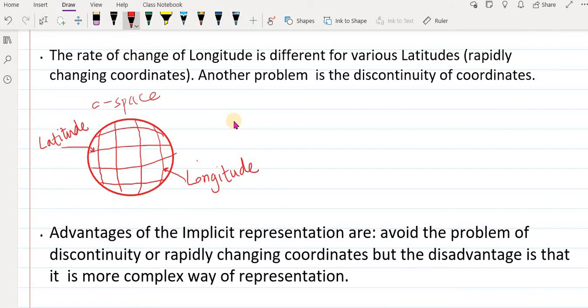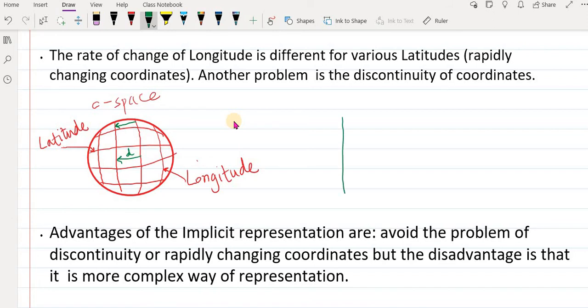Now the problem here is that, as you see, if we move from the region of the equator, let's say this is the Earth and the center line is the equator, and we move away from the equator toward the North Pole, then the rate of change of these lines is different, and the coordinates change rapidly. Here near the equator, the coordinates change slowly. For example, if you want to jump from this line to this line, then you have a specific distance d. But when you jump from this point to here, this distance is smaller. So the coordinates become rapidly changing.